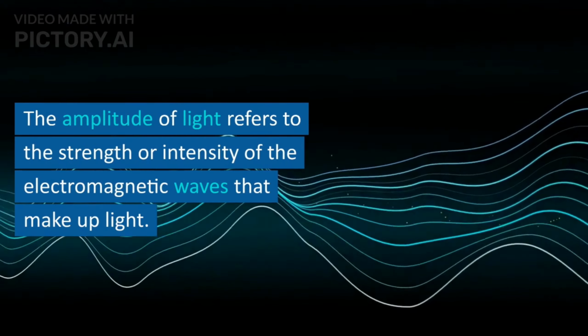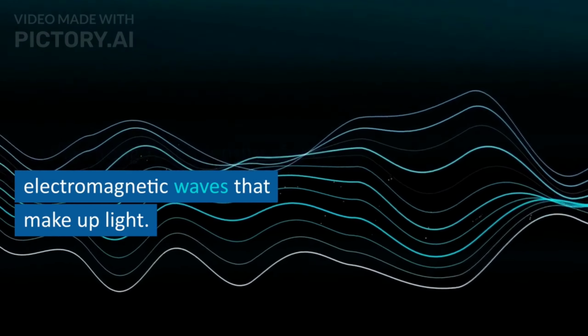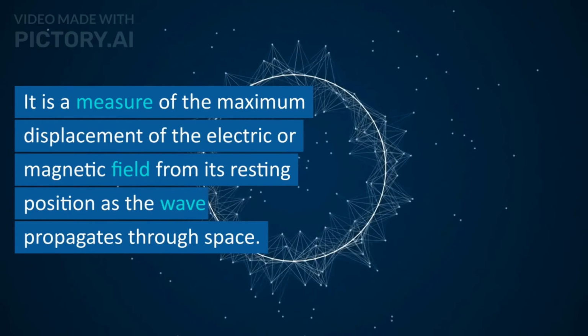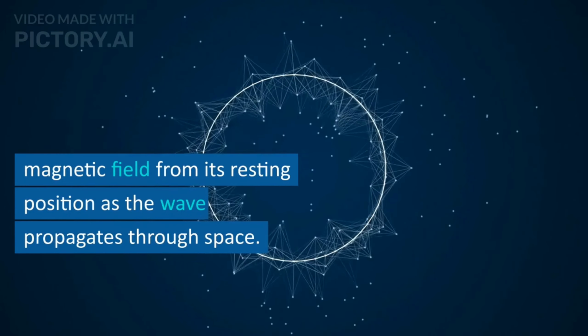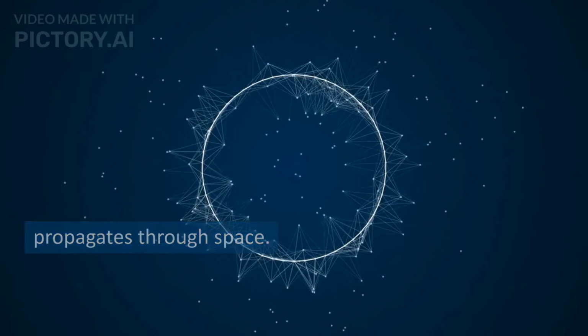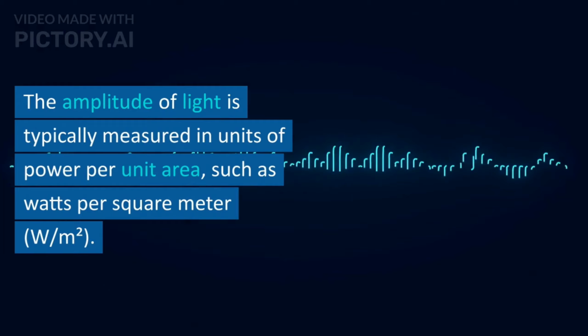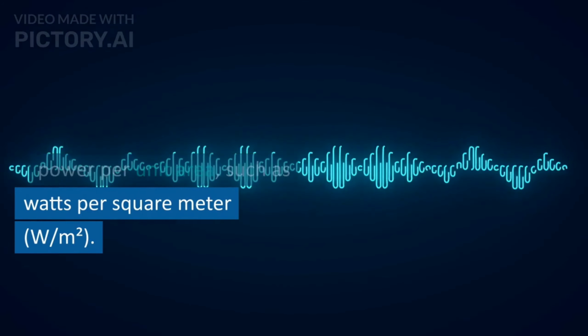The amplitude of light refers to the strength or intensity of the electromagnetic waves that make up light. It is a measure of the maximum displacement of the electric or magnetic field from its resting position as the wave propagates through space. The amplitude of light is typically measured in units of power per unit area, such as watts per square meter, W per square meter.